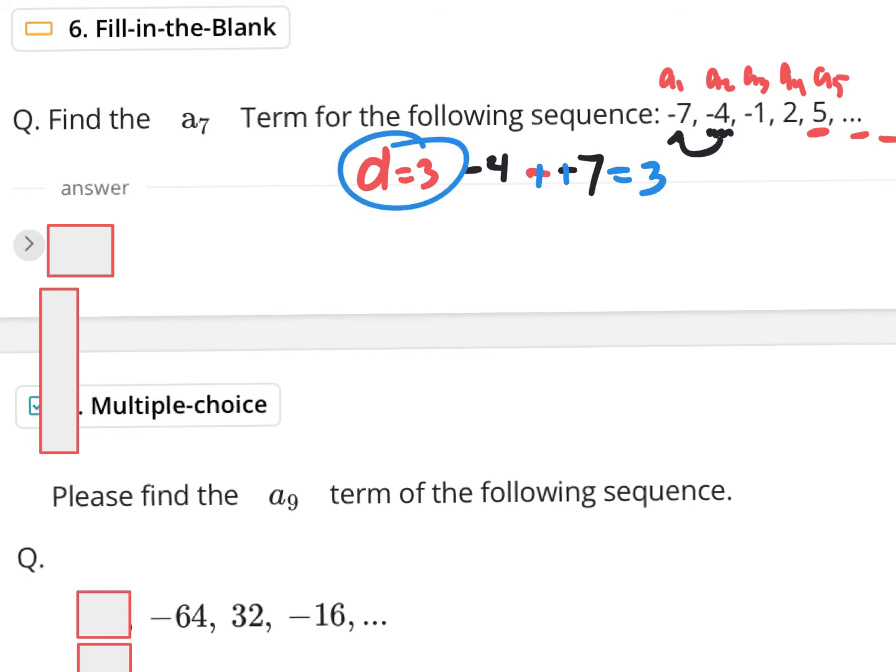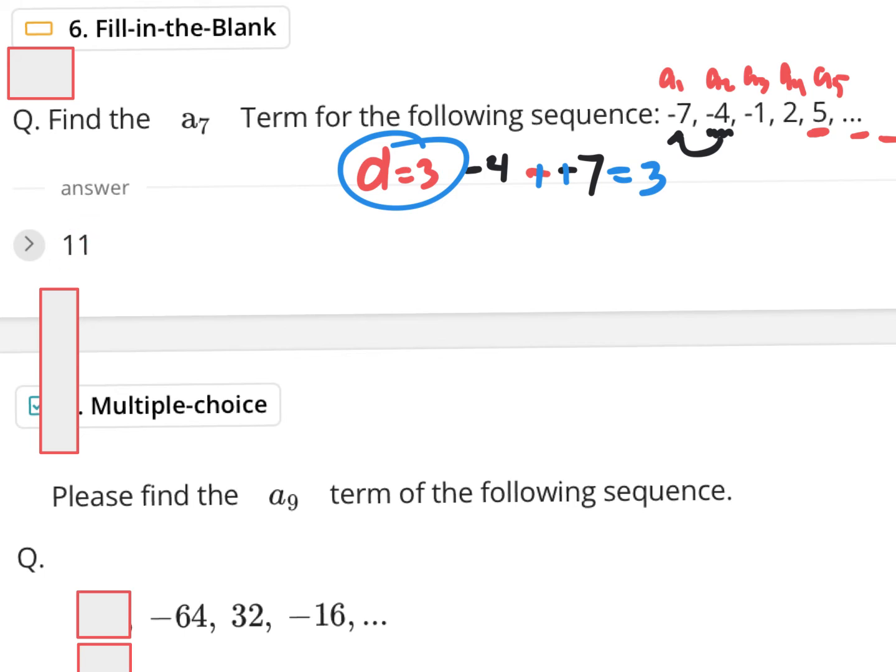Anyway, we know the common difference. What does that mean? From here to here you actually add 3 because it's a positive 3. Negative 7 plus 3 is negative 4. Negative 4 plus 3 is negative 1. Negative 1 plus 3 is 2. 2 plus 3 is 5. 5 plus 3 will be 8. That'll be a sub 6. And a sub 7, 8 plus 3 will be 11. So the answer is, as you can see right here, 11.